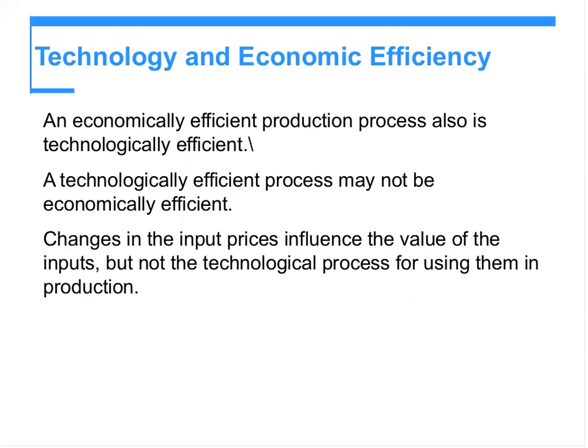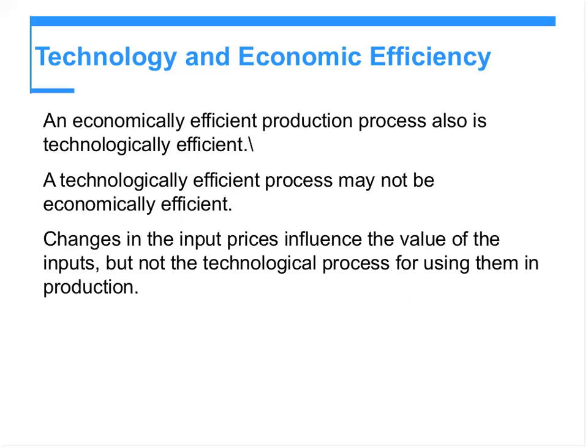An economically efficient production process also is technologically efficient. These two are highly interrelated. If you reach technological efficiency, most probably you have economic efficiency and vice versa. That's why a technologically efficient process may not be economically efficient. The fact that if you're economically efficient, you're most probably technologically efficient means the least cost possible to get a certain output can most probably be translated to the least amount of input to be able to reach a certain given output.